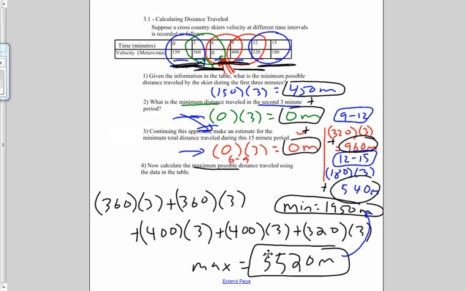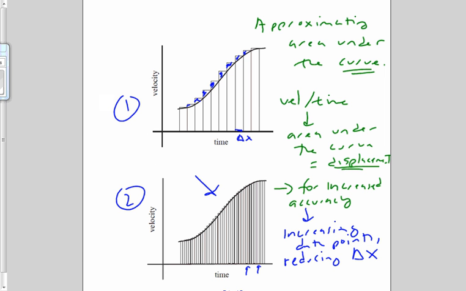This hopefully illustrates the idea behind creating maximum approximations and minimum approximations using data tables and using graphs. The big idea from this, going back a slide, is that we're finding area underneath a curve, which we're approximating with rectangles. For that area to be most accurate, we need to let this delta x, this change in x, get smaller and smaller and smaller. So we want to let delta x approach 0.